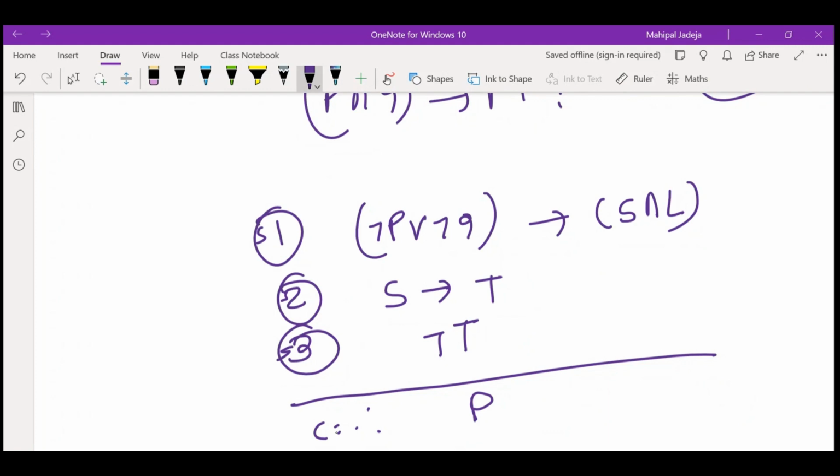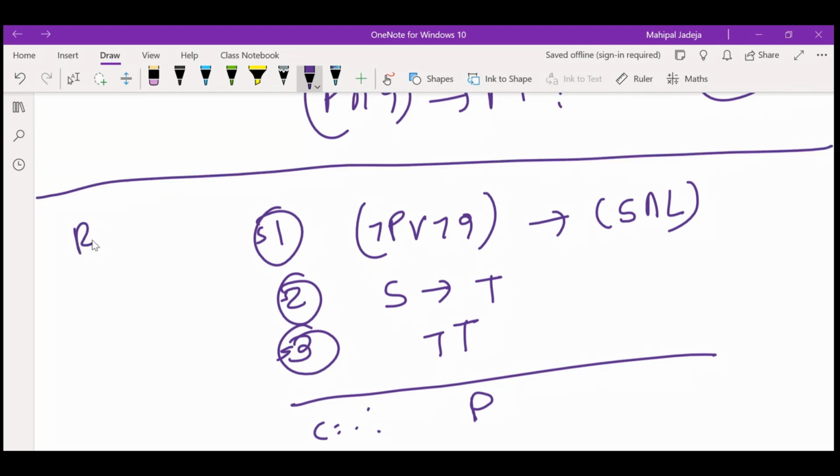Sir, hypothesis in all rules false. Okay, so let me make it clear. Whenever this type of question is given to you, you are supposed to use by default rules of inference.